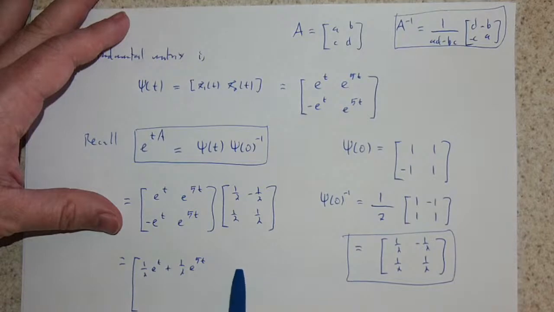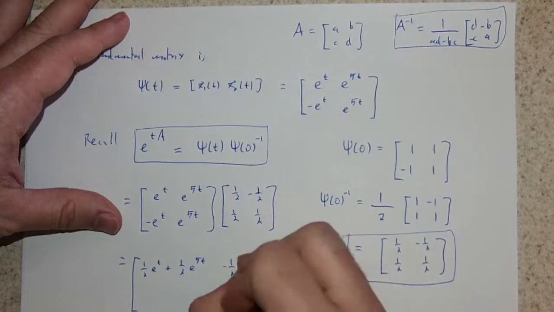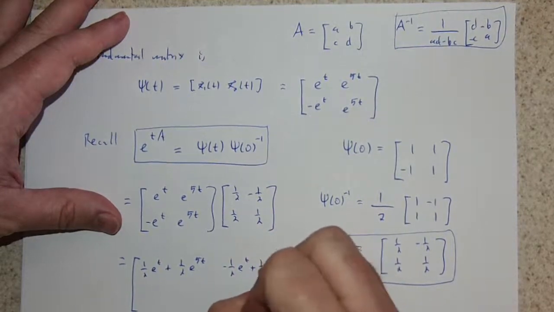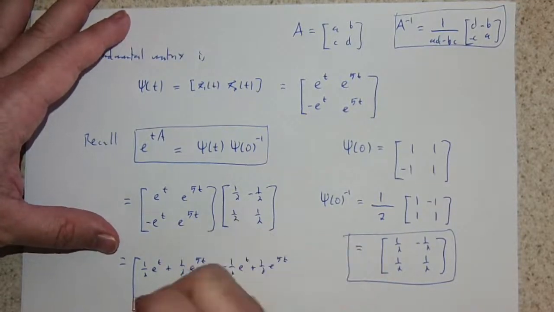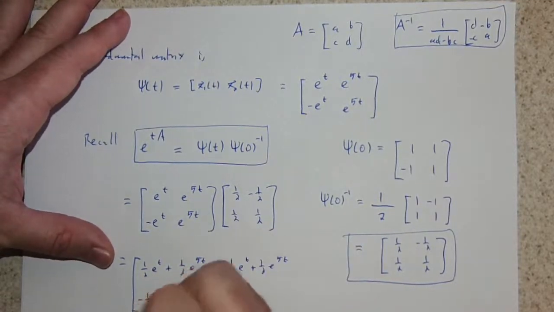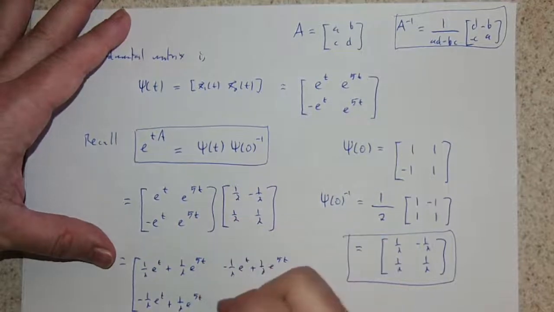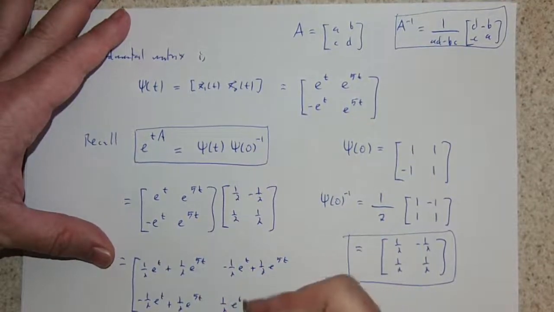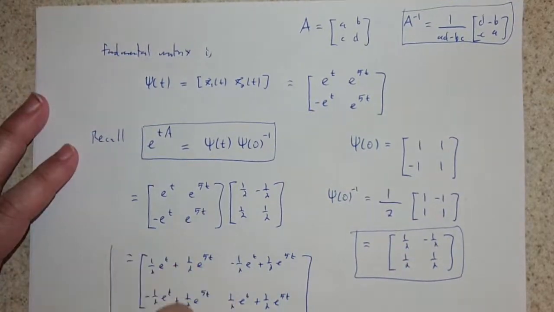In first row, second column, I take first row, transpose it, dot it with second column. This would be minus 1/2 e to the t plus 1/2 e to the 5t. Second row, first column would be minus 1/2 e to the t plus 1/2 e to the 5t. And second row, second column would be 1/2 e to the t plus 1/2 e to the 5t. So there it is.